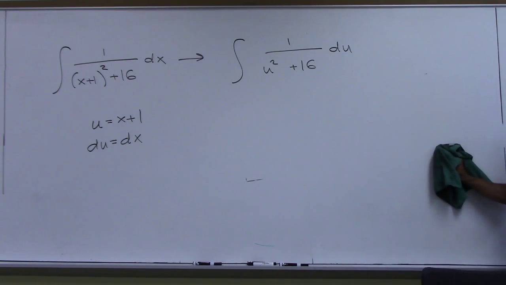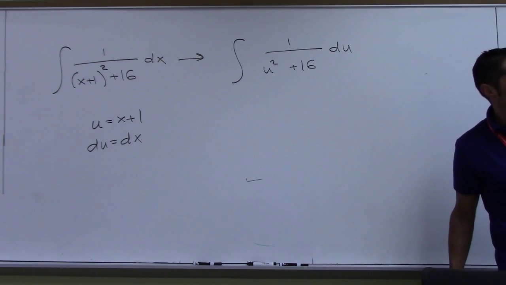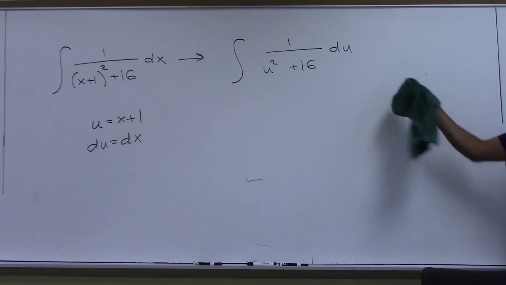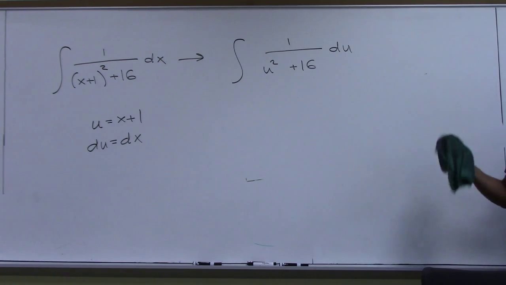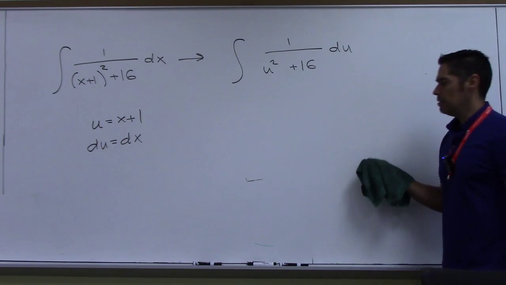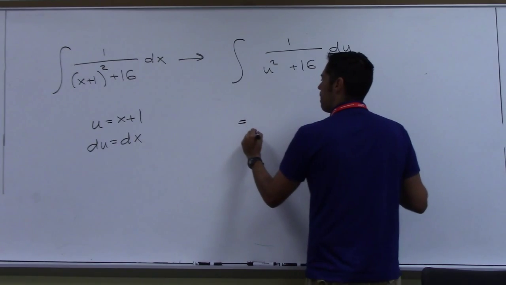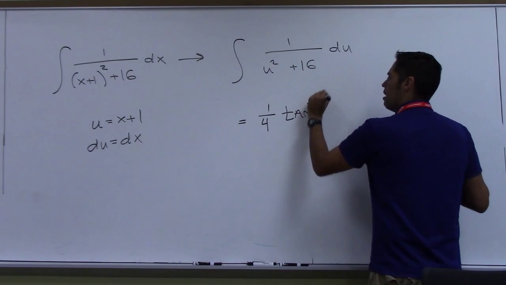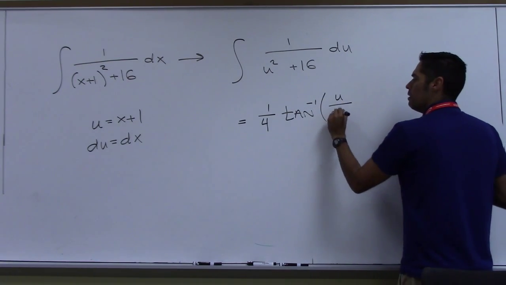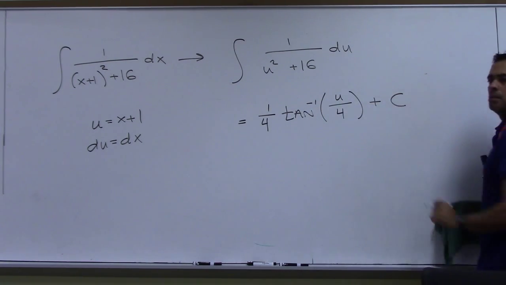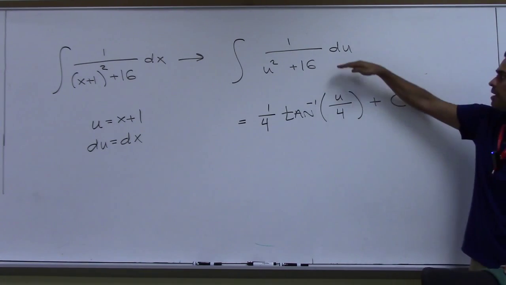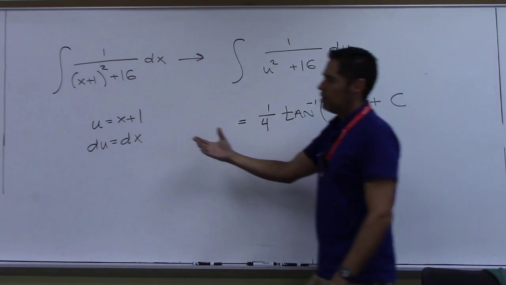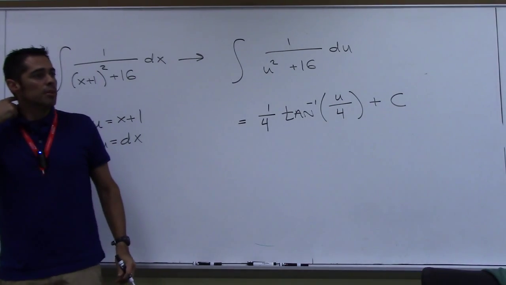How do you do that? It's number 5, isn't it? This is formula 17. That's how we handle things like this now. So you go, what? 1/4 arctangent of u over 4 plus c. Formula 17 gets you from here to here. But what's u? x plus 1. We're done.